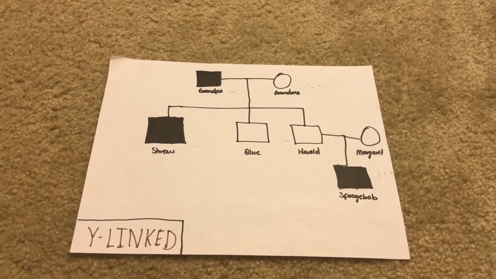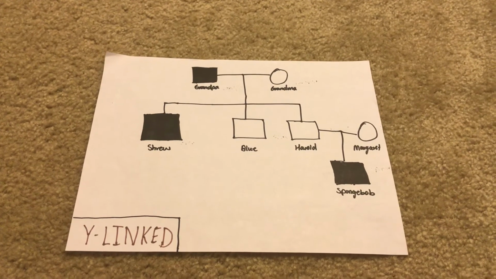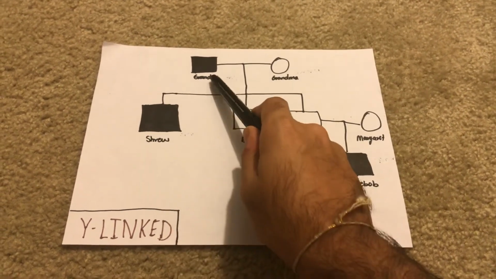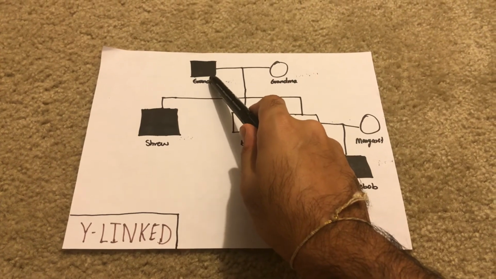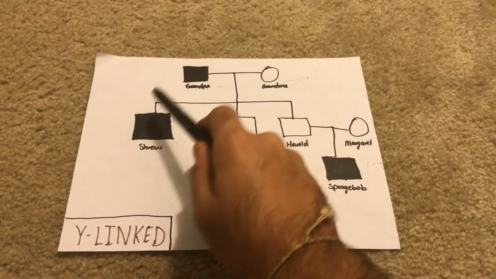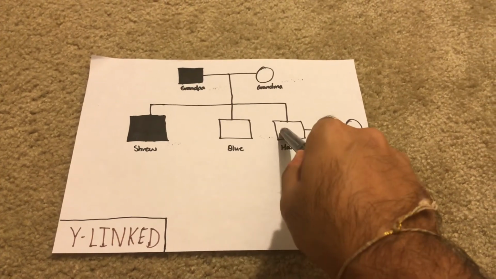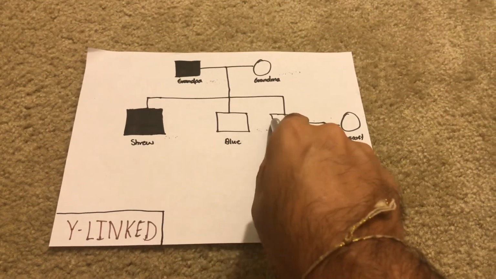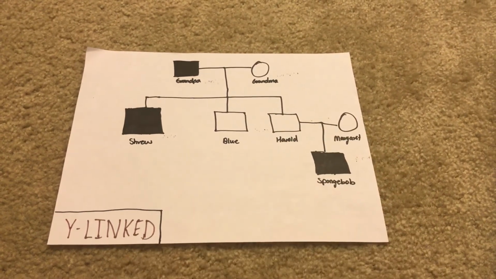The Y-linked mode of inheritance is not consistent with the following pedigree. This is because if this were true, Grandpa SquarePants, who has the trait for a square-shaped head, would pass down his trait through his Y chromosome to all 3 children, Shrew, Blue, and Harold. However, this trait is only present in Shrew and not in Blue or Harold, thus proving that this case is impossible.